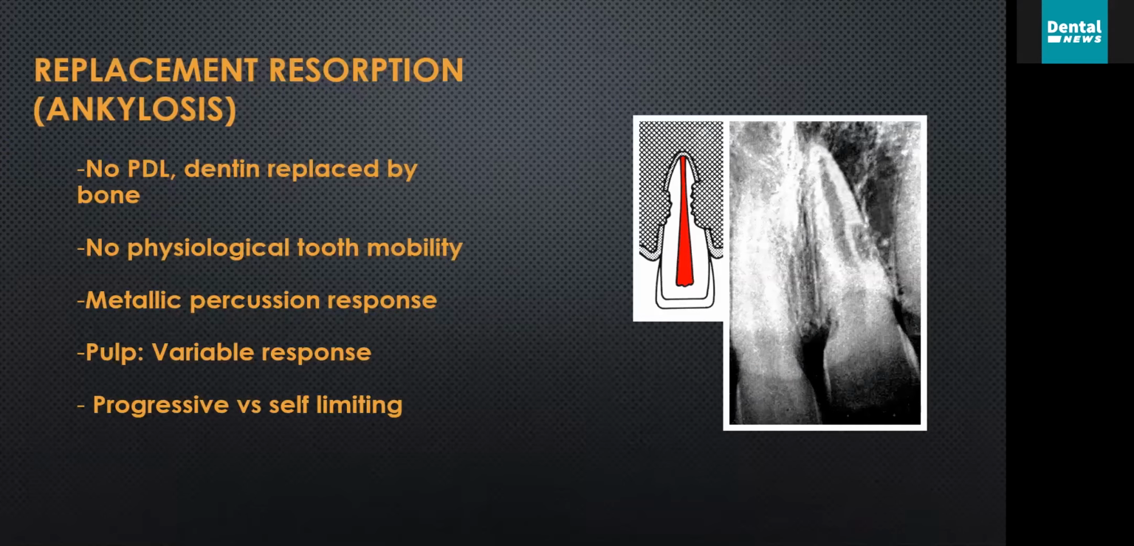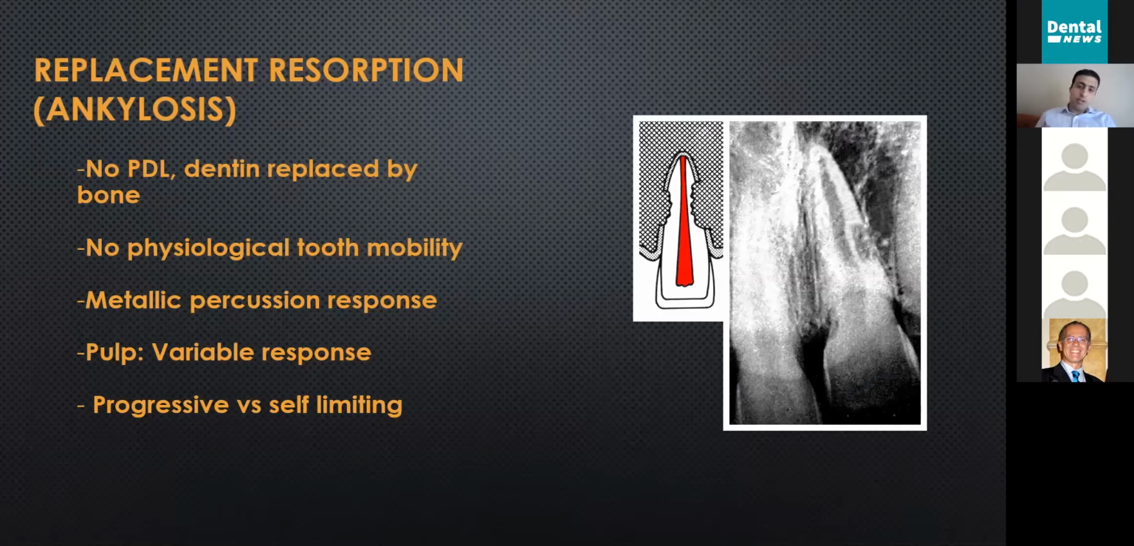The second category, which is replacement resorption, as we mentioned earlier, or ankylosis. With that, the tooth structure is actually replaced by bone. So this time it's not replaced by cementum or PDL. It's actually replaced by bone. And clinically, we all know that the metallic percussion is very notorious in these cases.